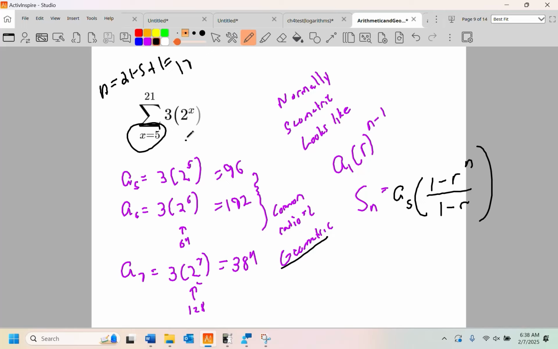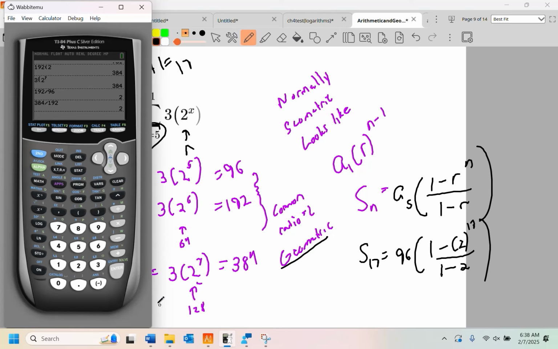There's some shortcuts when you actually memorize things and look how things lay out. So I'm going to find the sum of 17 things. It is the first thing, which is 96 times 1 minus that ratio. It is good practice to wrap that ratio in parentheses to the 17 over 1 minus 2. At least it is there, because that guy has an exponent. And this could be worked out by hand. There's really no point in doing it.